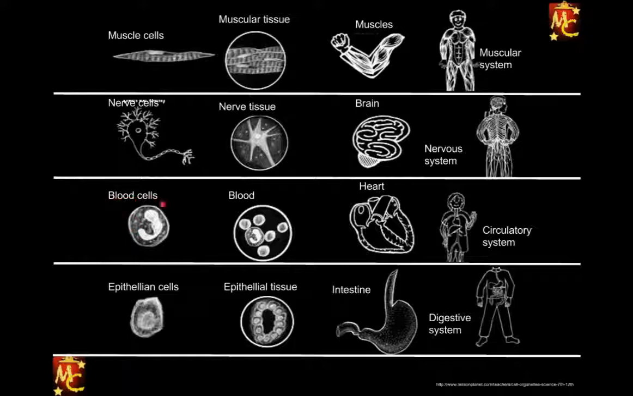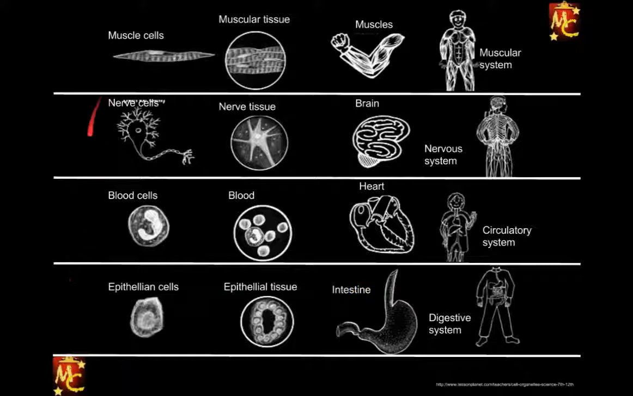The third example is blood cells. Many blood cells make the blood. Blood has several kinds of cells, either white blood cells or red blood cells. White blood cells again have 5 types, so they all make the blood. And then these blood cells flow in the heart, and this heart is connected through the veins in the whole body, and this transports oxygen and nutrients in the blood. So this is what makes the circulatory system.